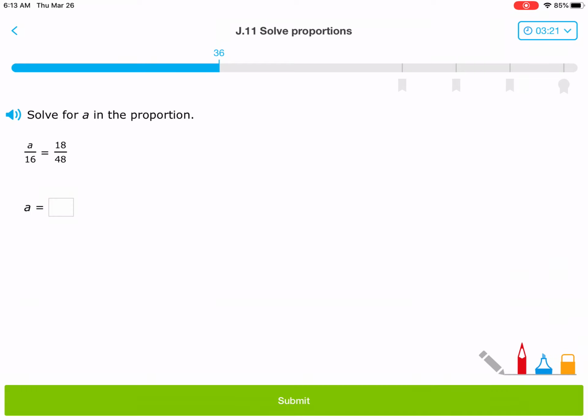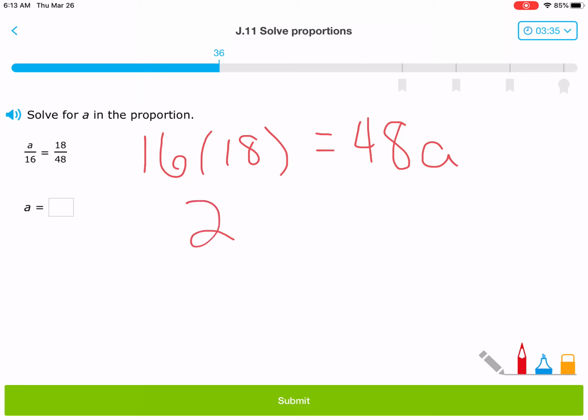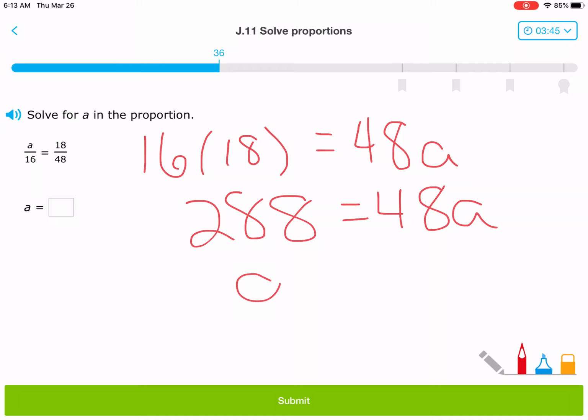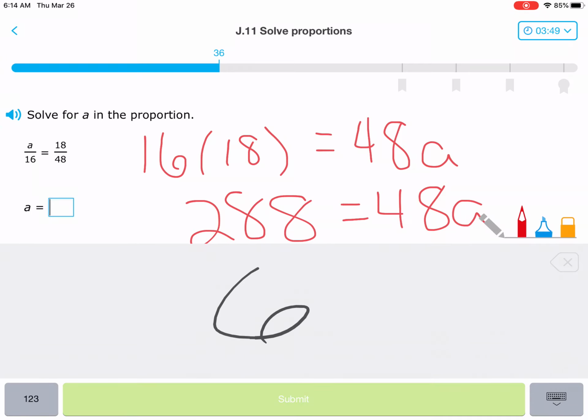Again, we're going to cross multiply. This one has bigger numbers. It doesn't mean it's harder. 16 times 18, and that's going to be equal to 48 times a. 16 times 18 is 288. What are we going to divide by? 48. So we get 6. I feel like we had that one already.